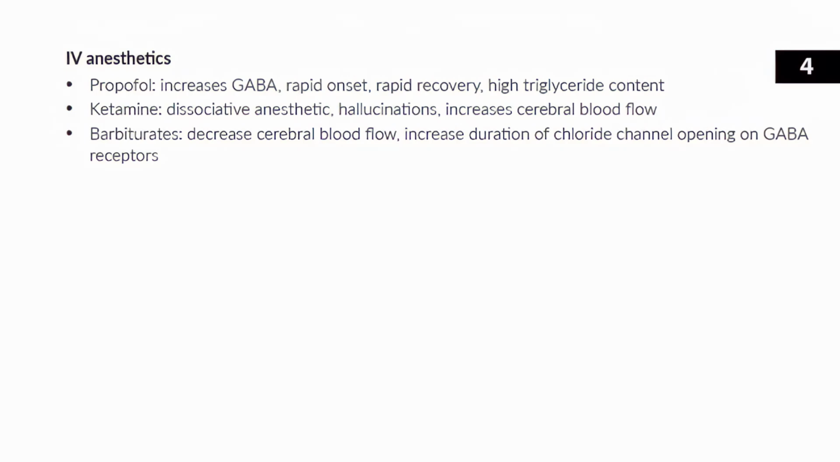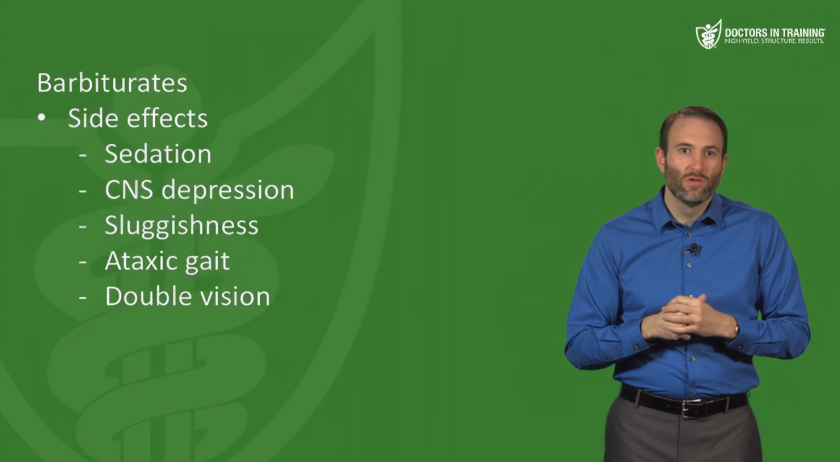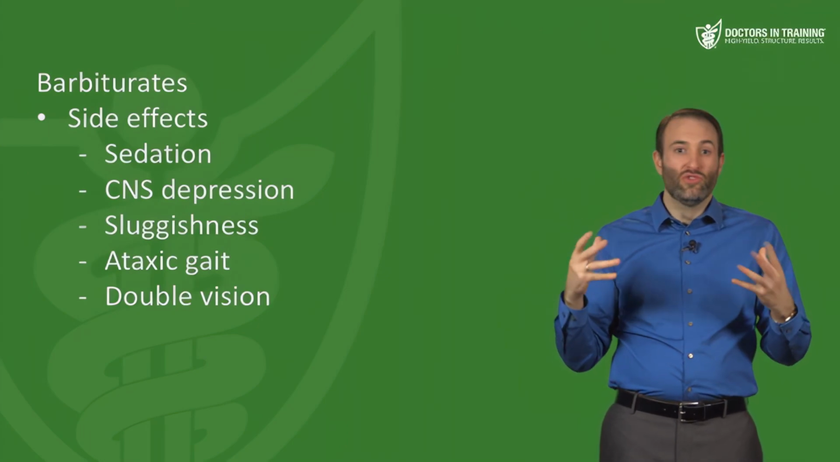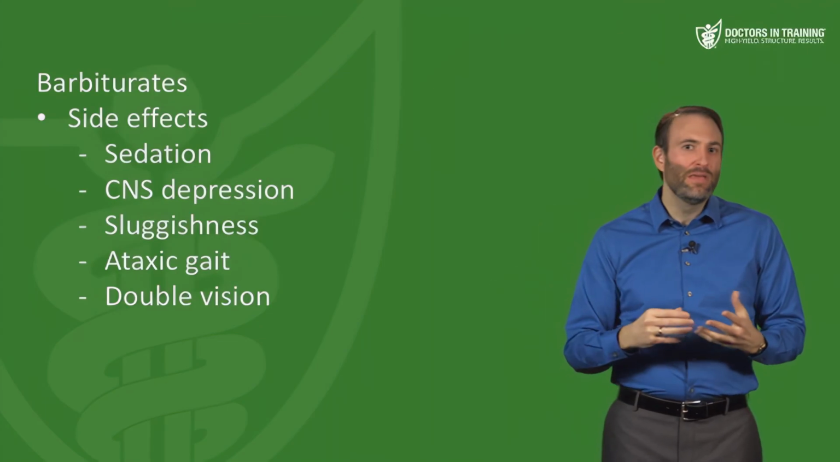Now, sedation and CNS depression can also cause a lot of side effects. It's going to look a lot like someone who's been drinking a lot, who is drunk. They're going to be kind of sluggish. They might have an ataxic gait, maybe even double vision. So how do we treat an overdose or a toxicity of barbiturates? Well, there's actually not a great antidote or reversal agent to treat barbiturate toxicity. We simply have to treat it symptomatically and keep people alive.